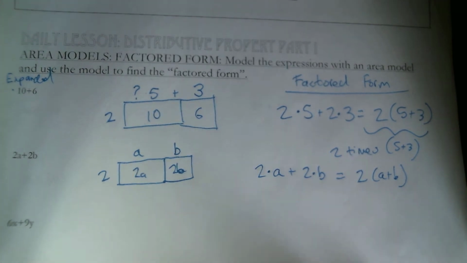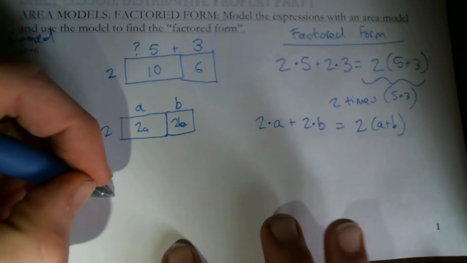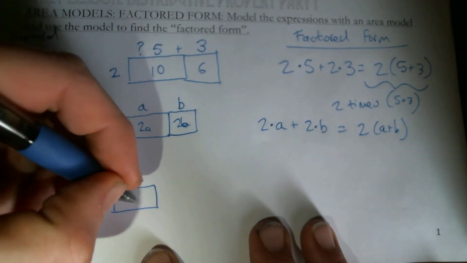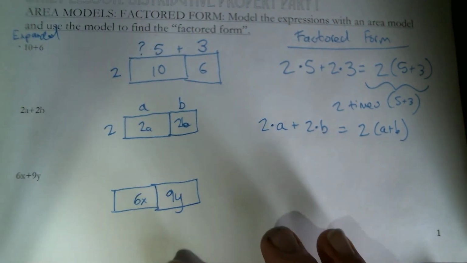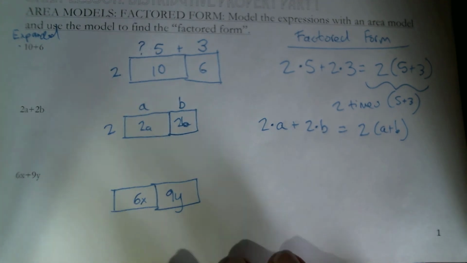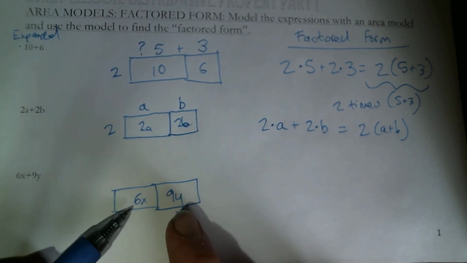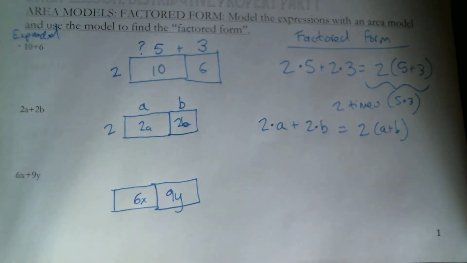All right, let's take a look at one more. If you think you can figure out 6x plus 9y, I encourage you to pause and try that out. Otherwise, I'm going to keep moving on. But I would really encourage you. I think you can do it. Try to pause. Try to find the common number, divide out. Try to write it in factored form, and then come back as soon as you think you got it.